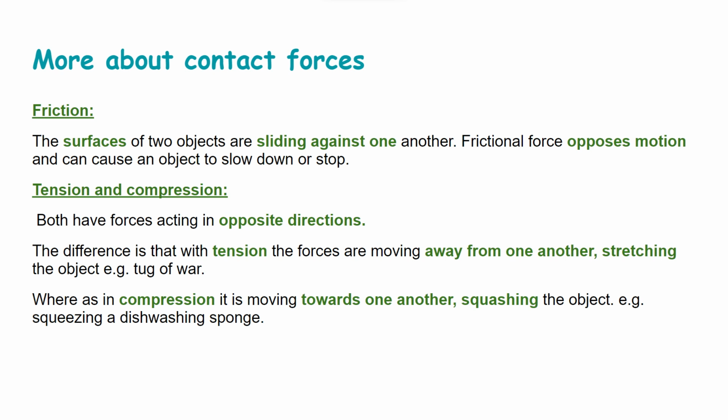Tension and compression both have two forces acting in opposite directions on the object. However, with tension, the two forces are moving away from one another, stretching the object. Think about when you're trying to break a licorice twirl in half and you pull it at both ends, stretching it. With compression, on the other hand, the forces are moving towards one another. For example, when you press a stress ball, squeezing it.